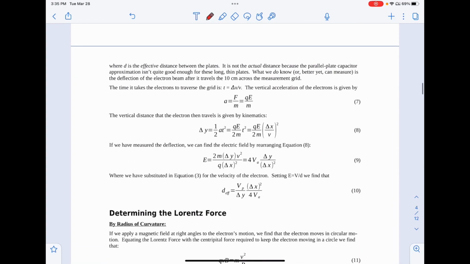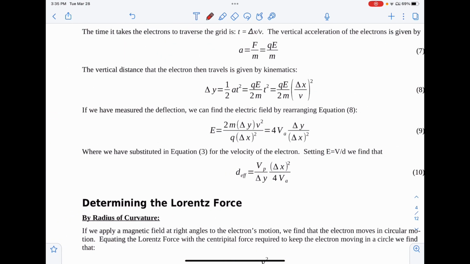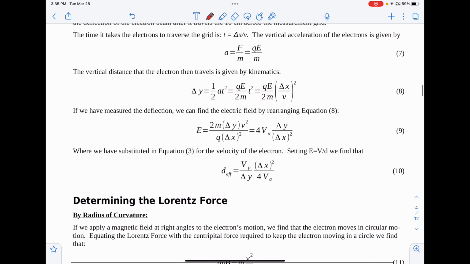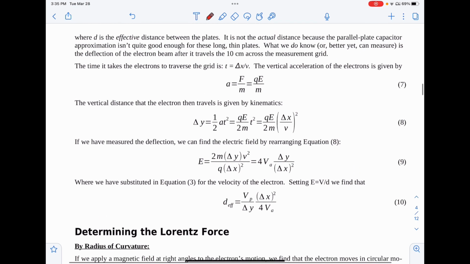All right, so the next problem is directly related to this equation. When I say this equation, I'm talking about equation number 9. It also relates to equation number 10. And so we will need to know the accelerating voltage, the deflection, and so delta y is the deflection or the vertical distance. So that's the deflection, and delta x is the length of the parallel plates.